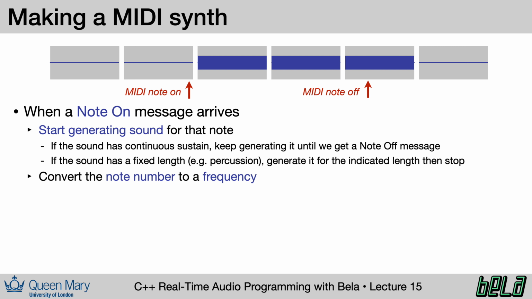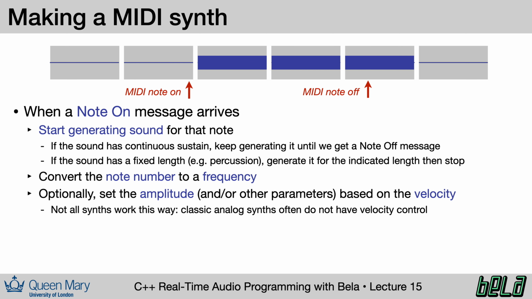We're also going to need to look at the note number that comes in and use that to determine the frequency of our synth. We might also use the velocity of the note on message to control the amplitude or possibly the timbre of the sound that we're generating. Not all synths necessarily need to use the velocity number. Classic analog synths, for example, didn't have velocity-sensitive keyboards.